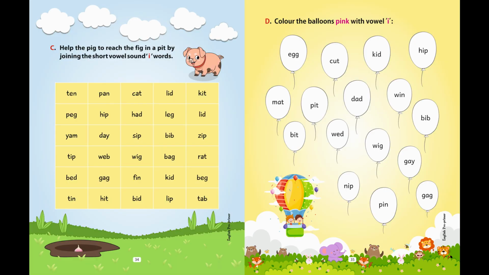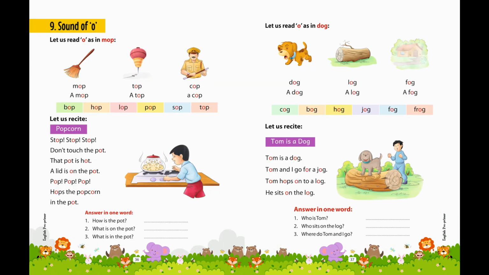Let's help the pig. Find a path through words that have the I sound to reach the fig in the pit. Can you find words like hit, zip, kit, lit, pit? Draw the path. Now let's go up in the air. Read the balloon words and color the balloons pink if they have the I sound. Words like pit, kid, babe, nib, wig.